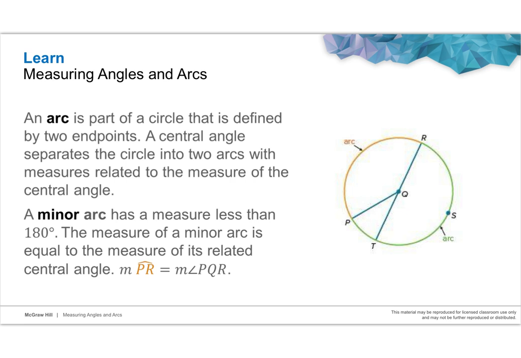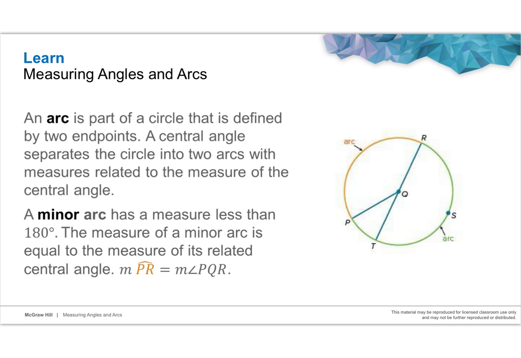The other type of measurement on a circle, besides the central angles, but related to central angles, is an arc. And an arc is a part of a circle that is defined by two endpoints. We can see in our diagram here, we have arcs on all parts of the circle. So the central angle is separating the circle into two arcs, the central angle being angle PQR in this diagram.